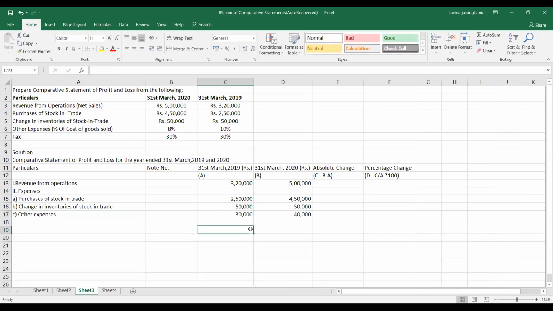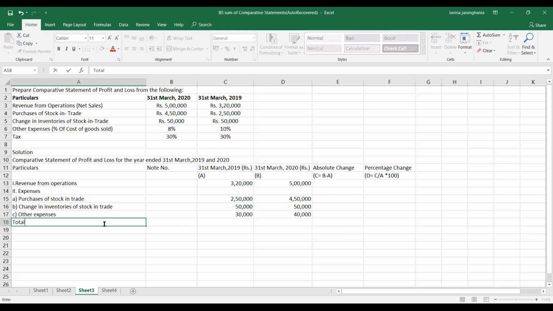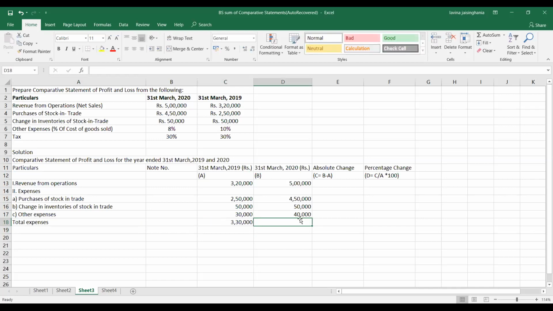Okay. Done. Now you have also been given the tax bracket, but tax is deducted on profit before tax. So let us find out the profit first. How do we find profit? Sales minus all the expenses. So first of all, write down total expenses here. Add all these expenses: 2,50,000 plus 50,000 plus 30,000 will give you 3,30,000, and here 4,50,000 plus 50,000 plus 40,000 will give you 5,40,000. These are your total expenses.